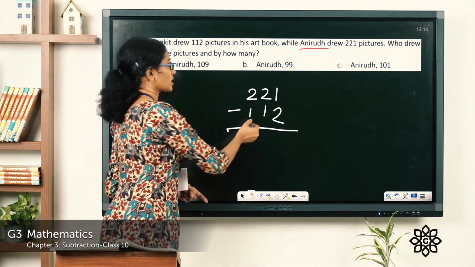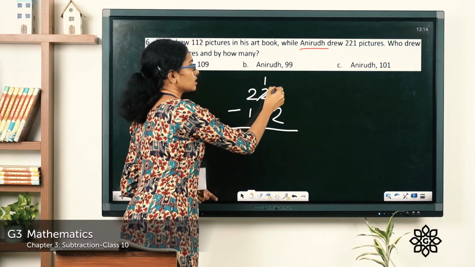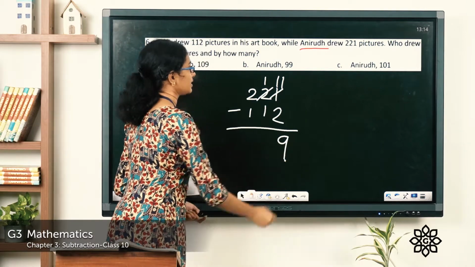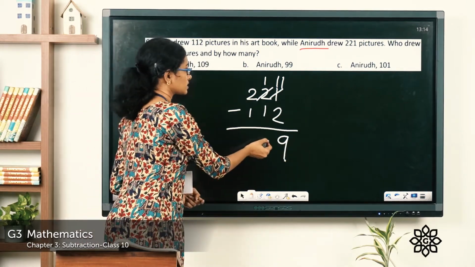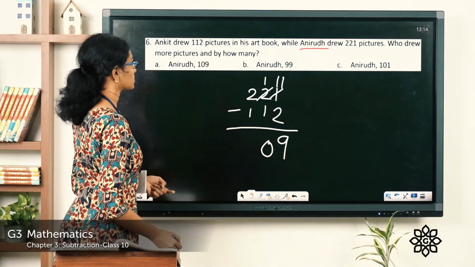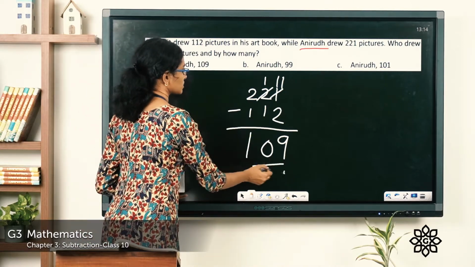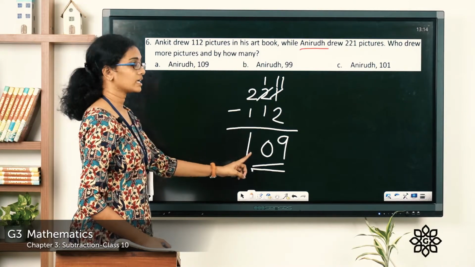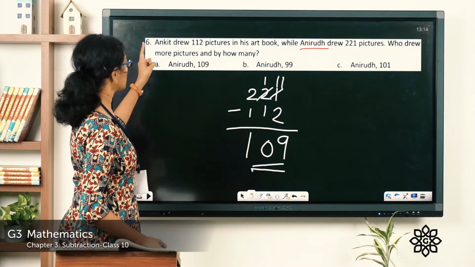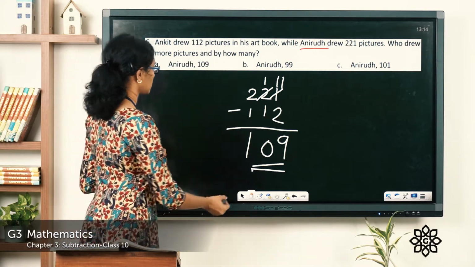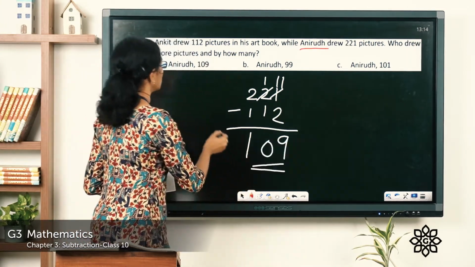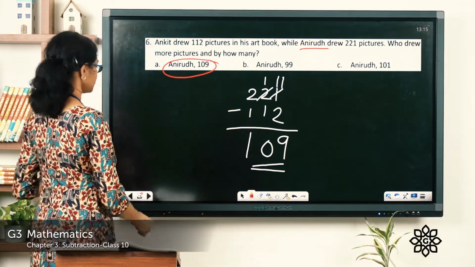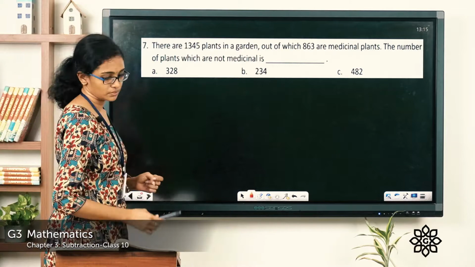So 1 minus 2 we cannot do, so we borrow and regroup. So 11 minus 2, what is it? It's 9. 1 minus 1, it is 0, and 2 minus 1, it is 1. So what is the number here? It is 109. So Anirudh drew 109 more pictures than Ankit. So what is the correct option here? It is option A, Anirudh, and how many more? It is 109. Now, question 7.